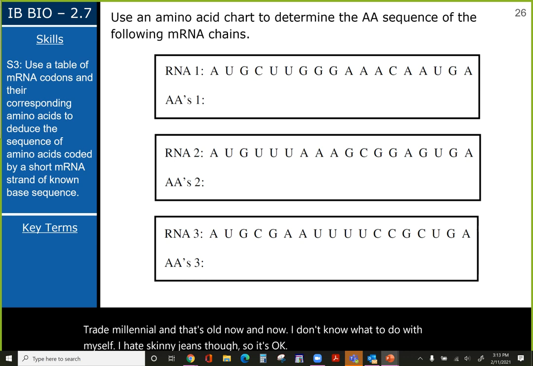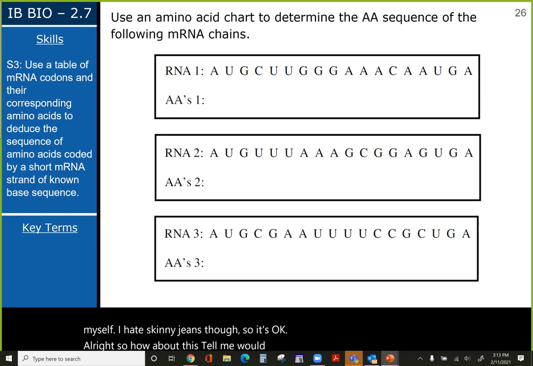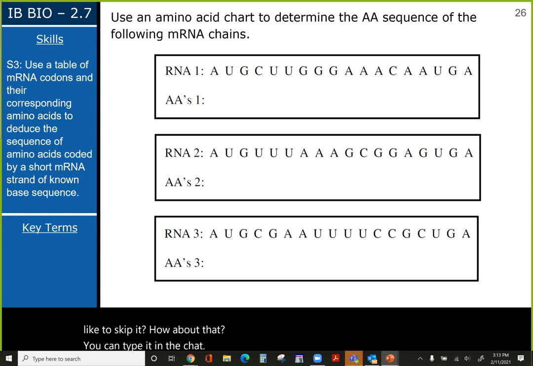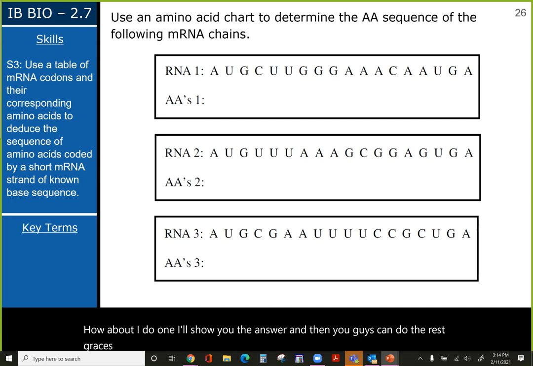All right, so how about this? Tell me, would you like to go over this, or would you like to skip it? You can type it in the chat. Amy says skip. How about I do one? I'll show you the answer, and then you guys can do the rest. Great says let's go over it for the sake of recording. Okay, all right, good enough.